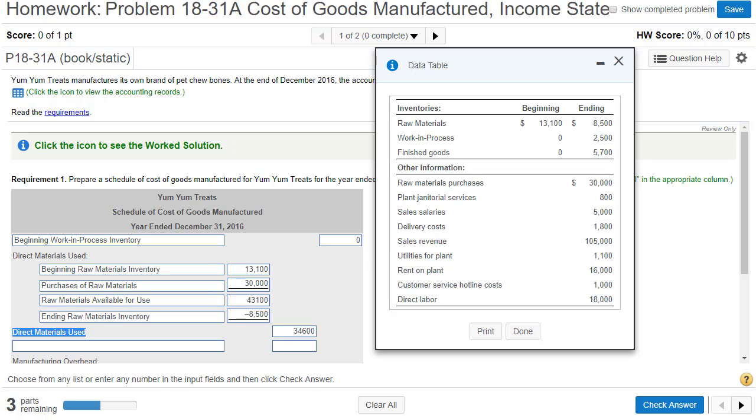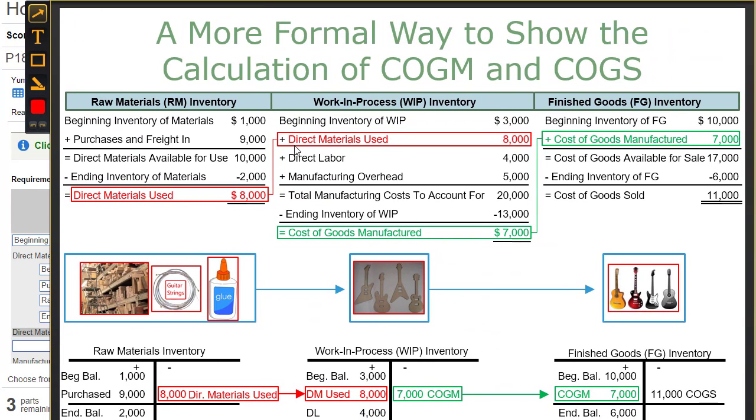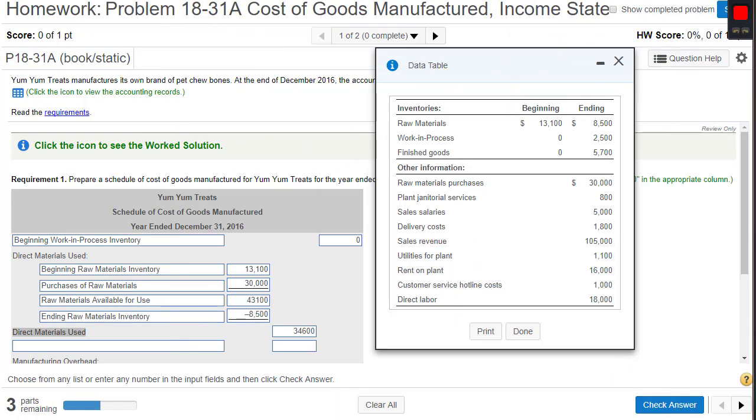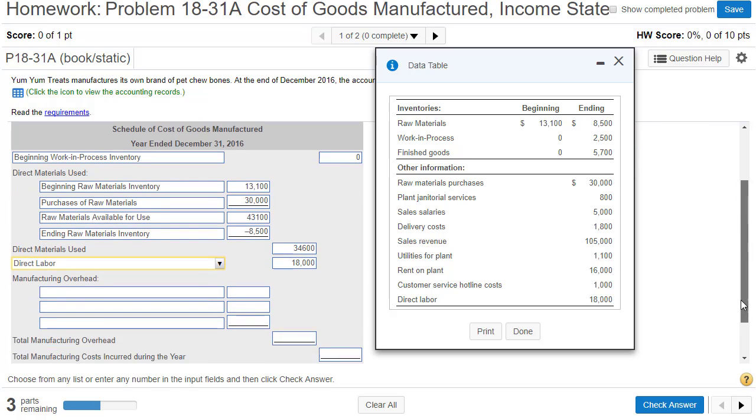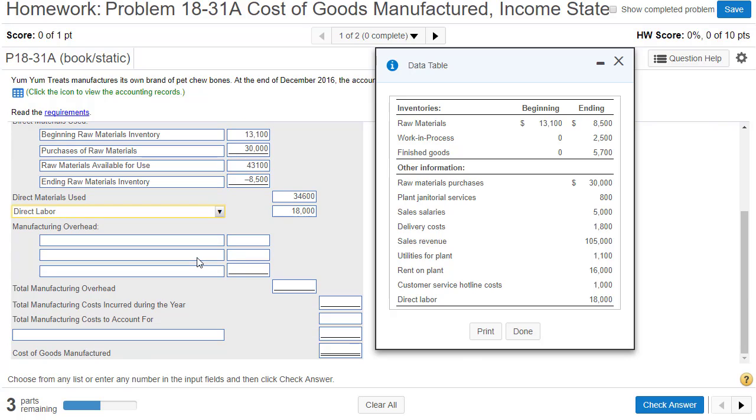All right. So back to our formula. After direct materials, we need our direct labor and manufacturing overhead. So direct labor, we've got 18,000. I'm going to copy and paste that. Direct labor. Scroll down. Now manufacturing overhead, there is no calculation. We need the details. So for this schedule, they want to show the details of manufacturing overhead.